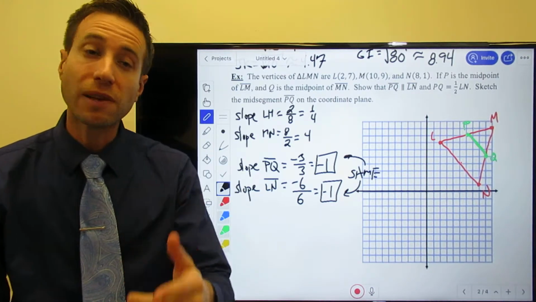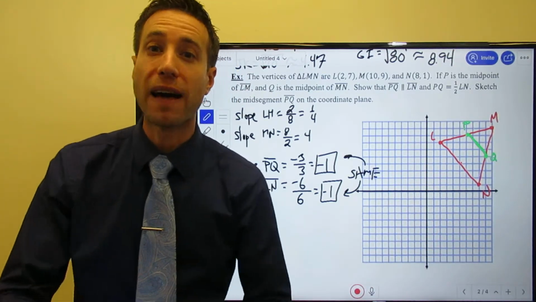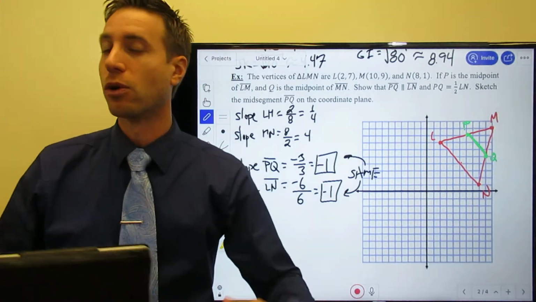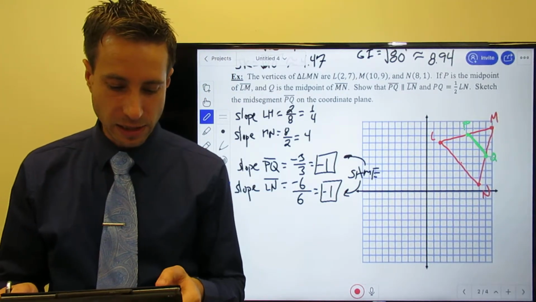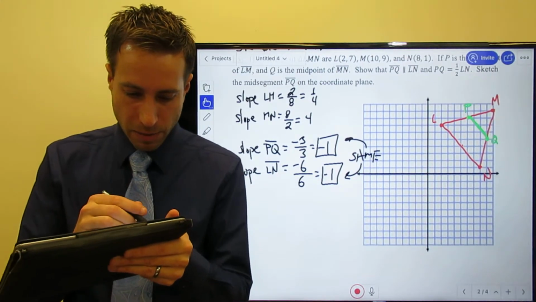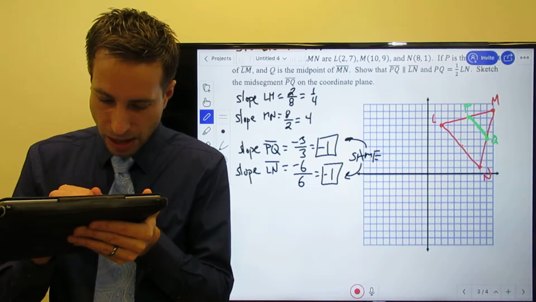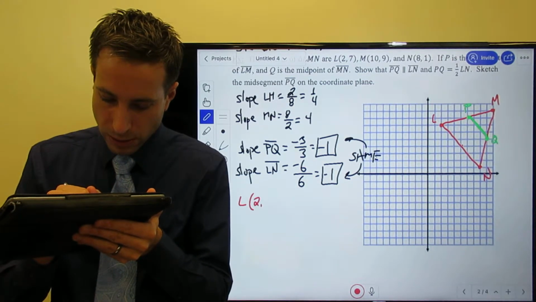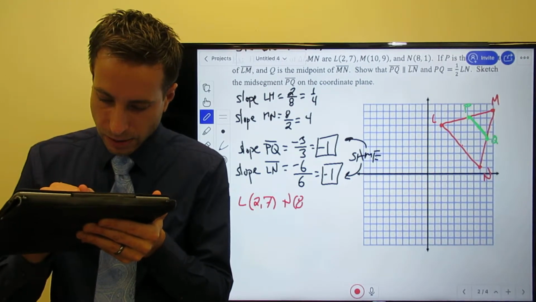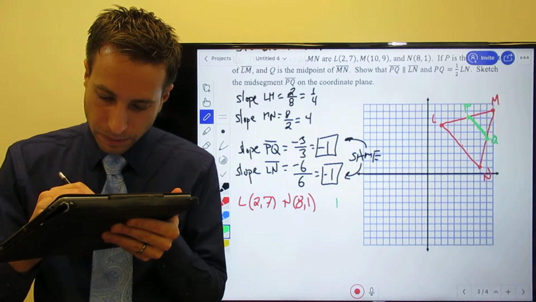Now all we have to do is figure out, is PQ exactly half the length of LN? Again, there's no shortcuts here. The lines are diagonal. You're just going to have to do the distance formula. That's fine. We can do the distance formula. A little bit of plug and chug in here. So let's see. I need L. L is at 2, 7. N is at 8, 1. I need P and Q.